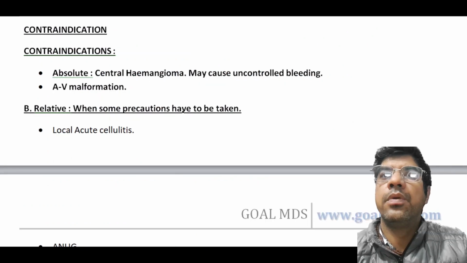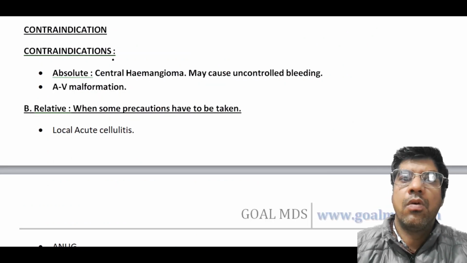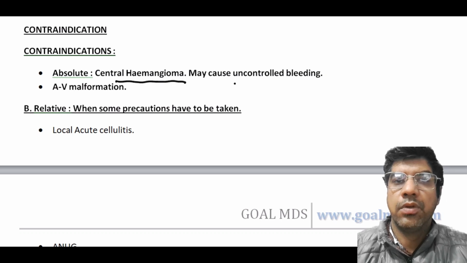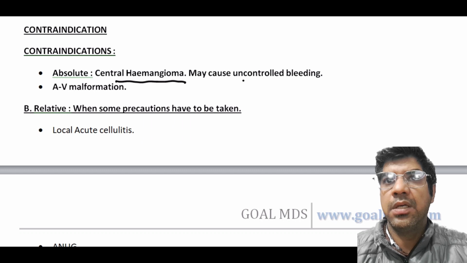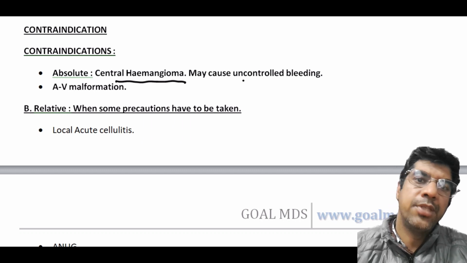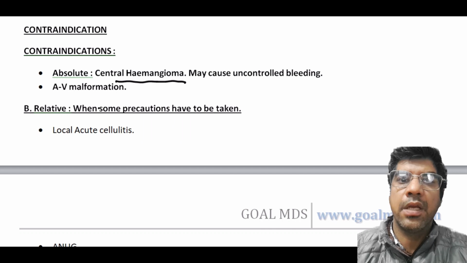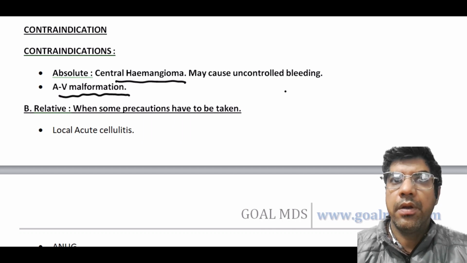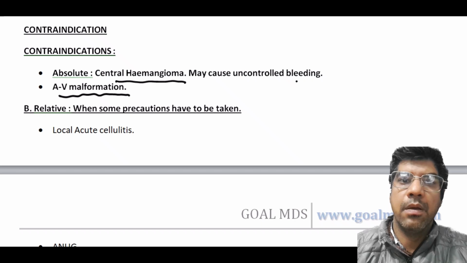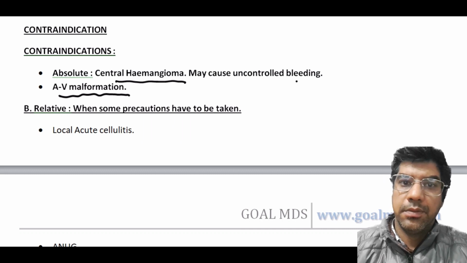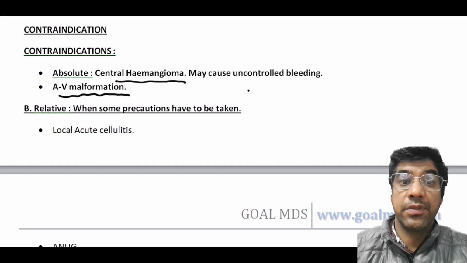Now let us talk about the contraindications. First of all, what are the absolute contraindications? Remember central hemangioma. It is an absolute contraindication due to the risk of uncontrolled bleeding, or a patient with AV malformation, that is arteriovenous malformation. It is an absolute contraindication due to the potential for severe bleeding.